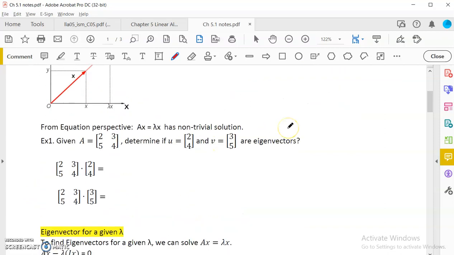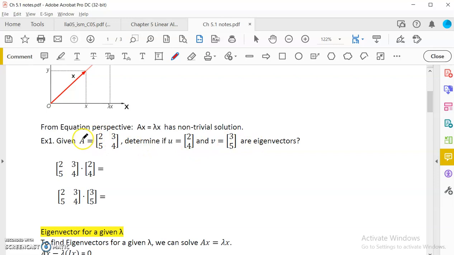And from an equation perspective, it just means that Ax equals lambda x has a non-trivial solution. Of course, x equal to 0 is always a solution, and this vector x has to be a non-zero vector. So this equation Ax equals lambda x has a non-trivial solution. Let's check how to figure out if a particular vector is an eigenvector first.